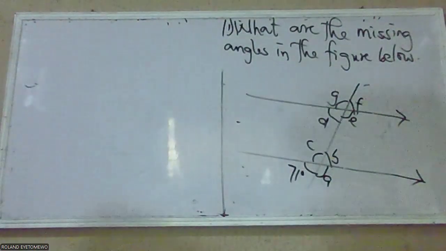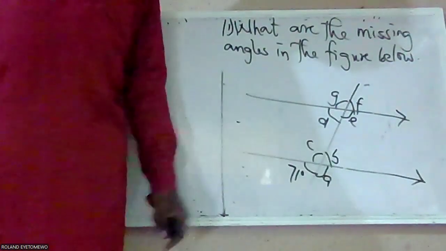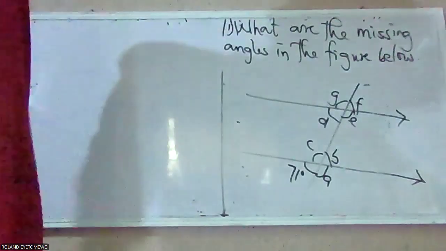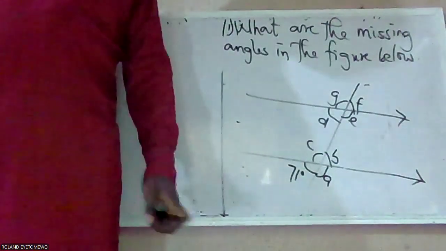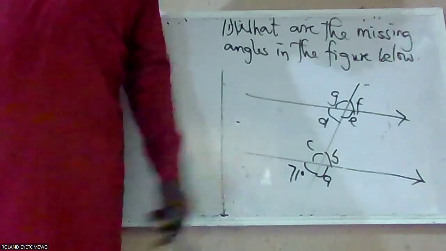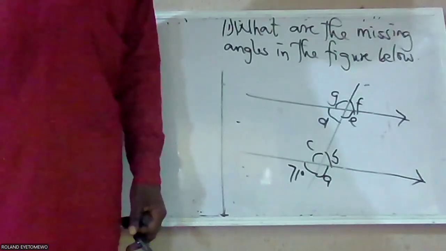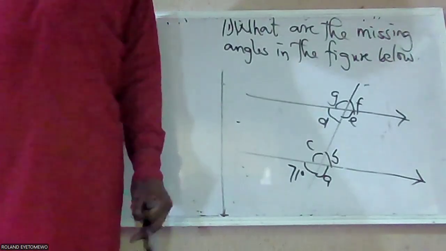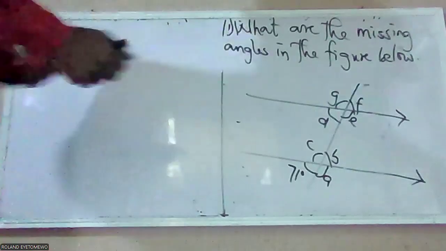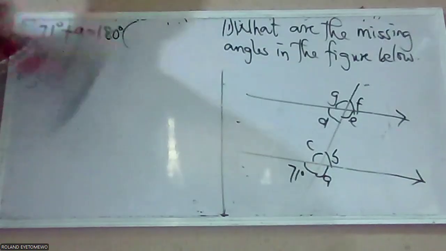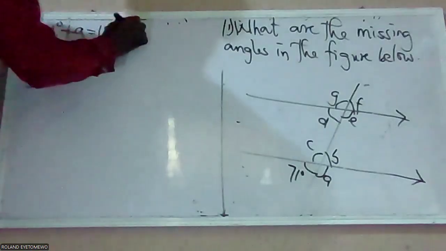Let's start with angle A. Angle A and 71 degrees are supplementary angles. Angles on a straight line sum up to 180 degrees. Whenever you are solving problems in this topic, you have to write the reason why you are saying or why you feel what you are saying is correct. That will make us know that you know what you are doing. Don't just guess. We don't guess here. We have to have a reason for every answer we say. So 71 degrees plus A is equal to 180 degrees. What's the reason? Supplementary angles.